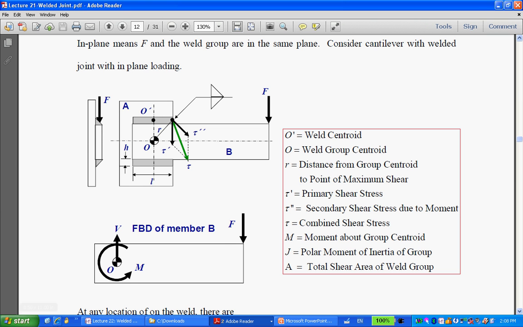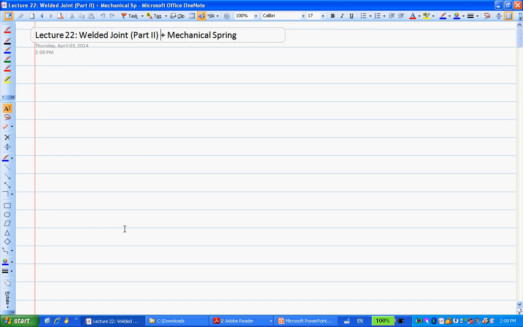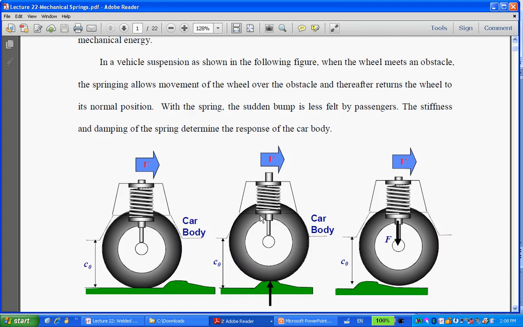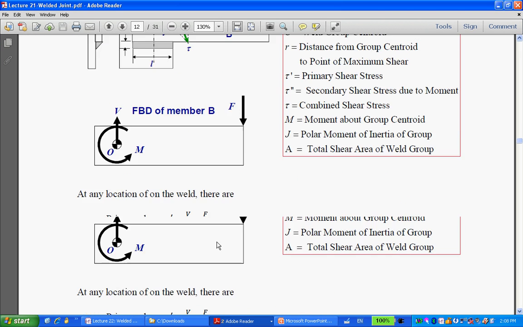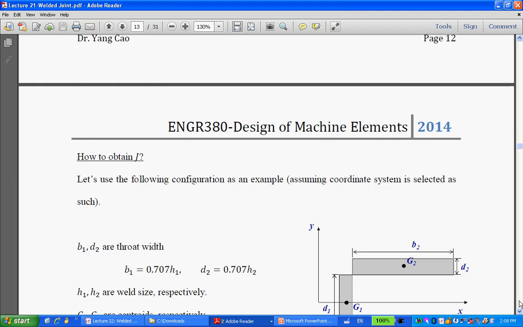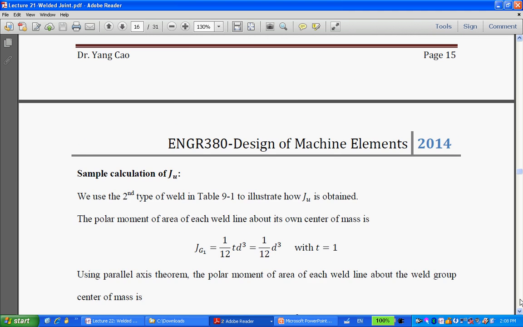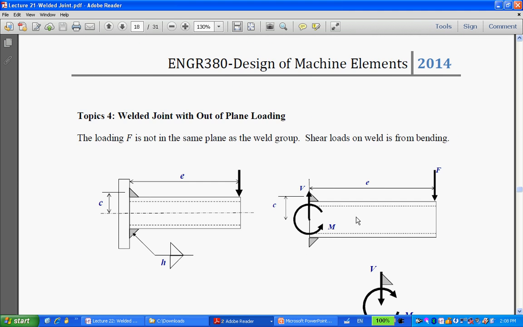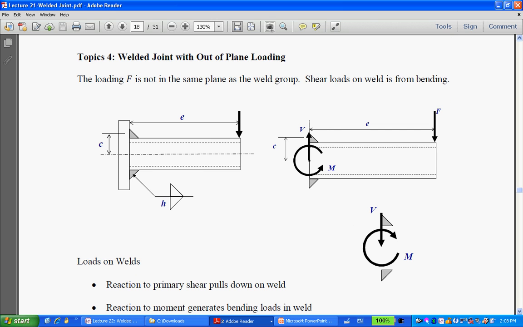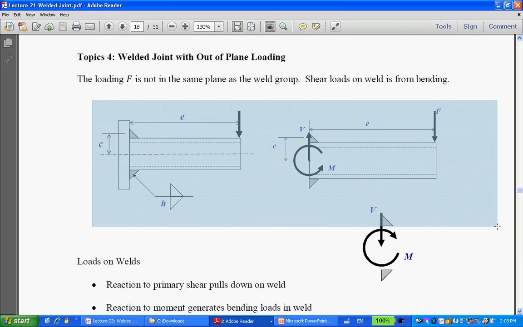So today let's talk about the second case, which is called out-of-plane. So case number 2, out-of-plane. What do we mean by out-of-plane here? I'll grab the picture first. So this is an out-of-plane situation here.